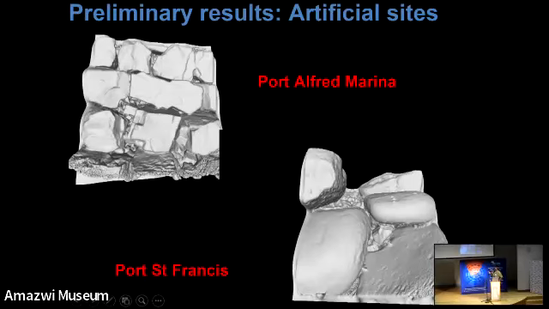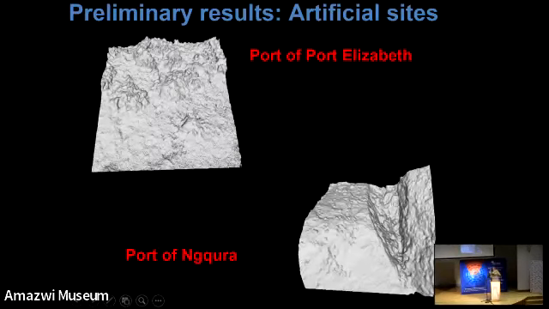Francis, they are kind of similar in that they are particularly made up of boulders, because for the artificial sites, they really don't care about the biodiversity. It's a matter of protecting jetties or people's properties and all of that. So it's more boulder-like. That's for Port Alfred Marina, and that's for Port St. Francis.